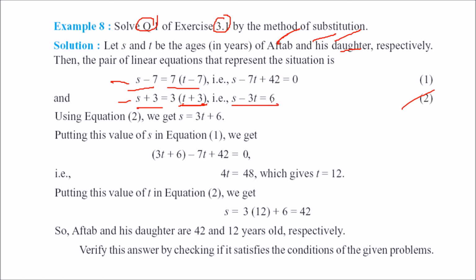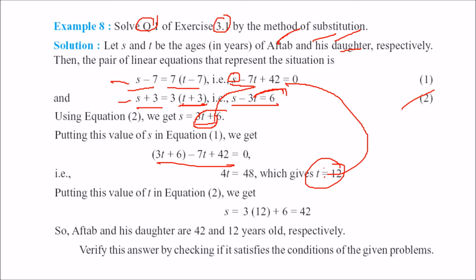So s minus 3t equal to 6. Just transfer 3t here, so you get s as 3t plus 6. This 3t plus 6, place it here in place of this s. Solve it, you get t equal to 14. Now you can place it in this equation also. So this is seen to be quite simple. So let us place it here. So the ages of Aftab and his daughter are 42 and 12.